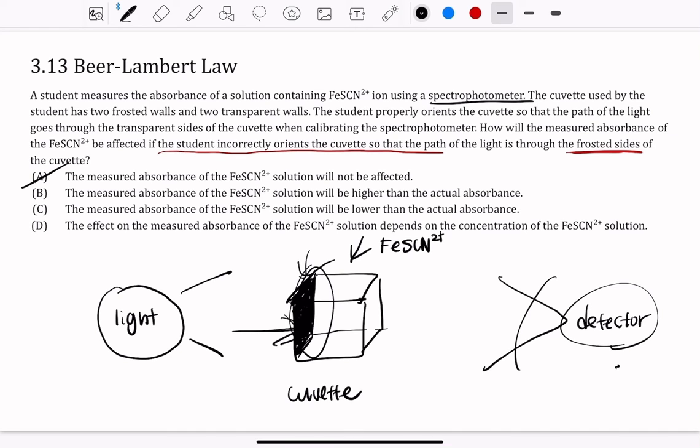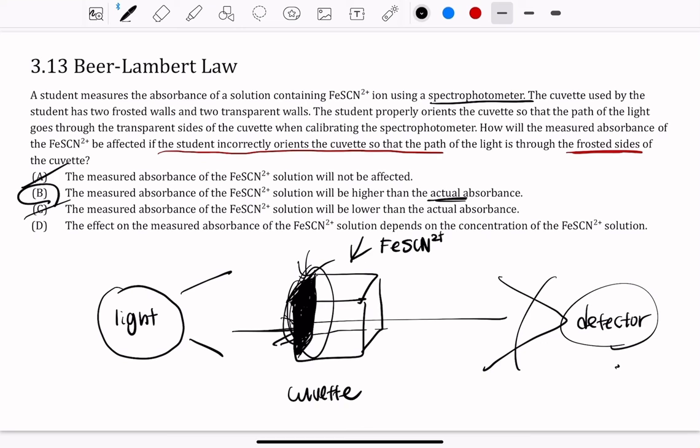And B, the measured absorbance of FeSCN solution will be higher than the actual absorbance. That is true. It is higher than the actual absorbance just because of the frosted side, which is kind of blocking the light from traveling to the detector. C, the measured absorbance of FeSCN solution will be lower than the actual absorbance. That is not true because it is going to be higher.